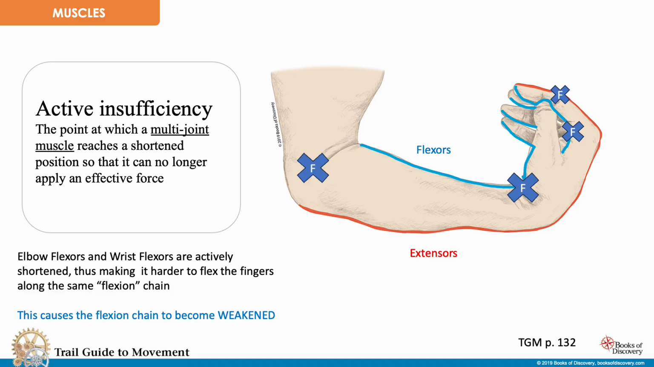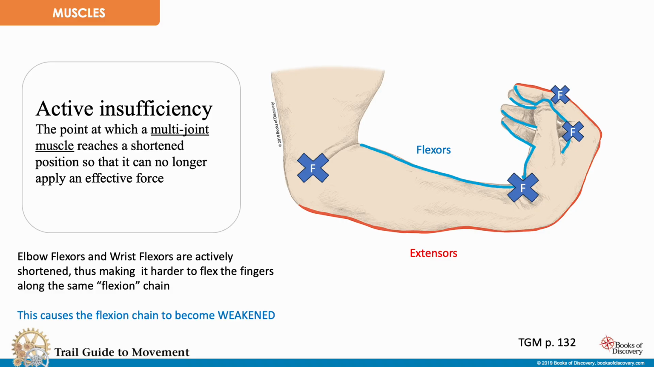And because it's already so contracted, it loses its leverage. It simply cannot apply any more force effectively. In this position, your grip strength will be significantly lower than if your wrist was straight. The flexion chain has been weakened because the muscles have run out of room to pull.